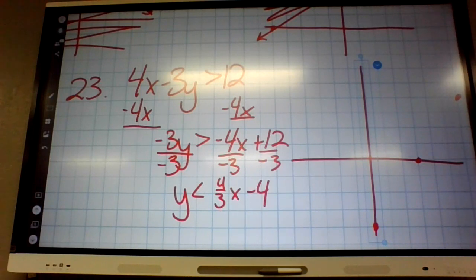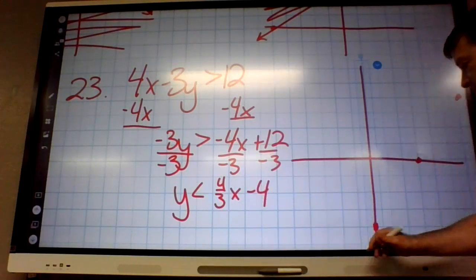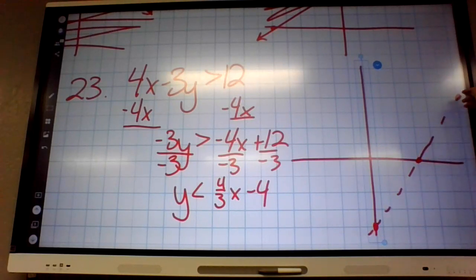Is this line solid or dashed? Yeah, no equal to there. So. And are we shading above or below?